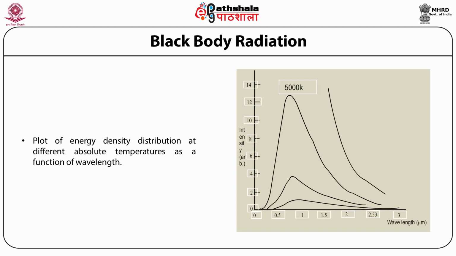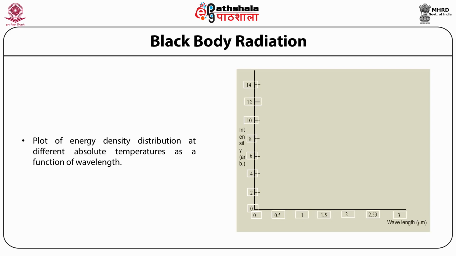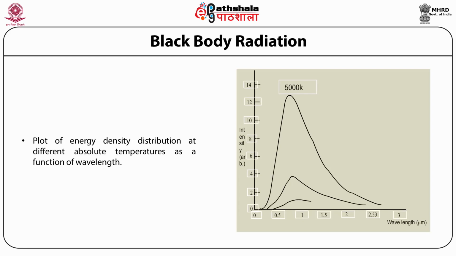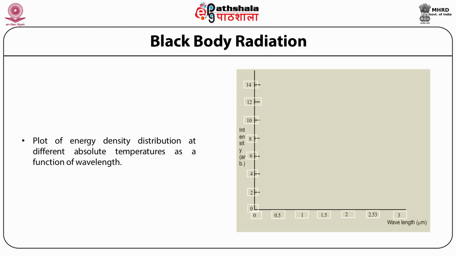However, this law could only explain the short wavelengths limit, that is, the initial part of the energy density distribution curve. However, as the wavelengths increased, Wien's law was inadequate to explain the entire spectrum. Similarly, another attempt at explaining this spectrum was made by the law given by Rayleigh and Jeans, who used classical reasoning to explain black body radiation.